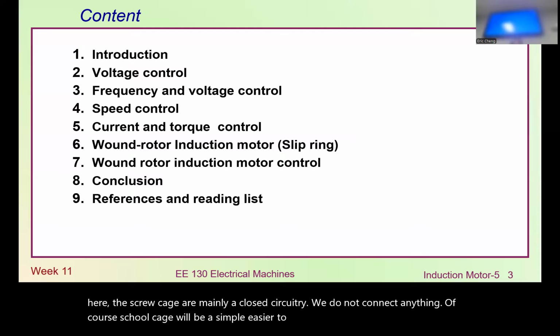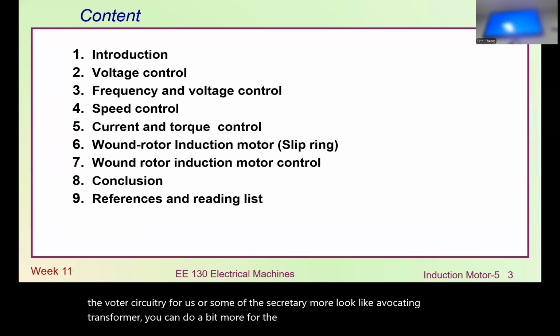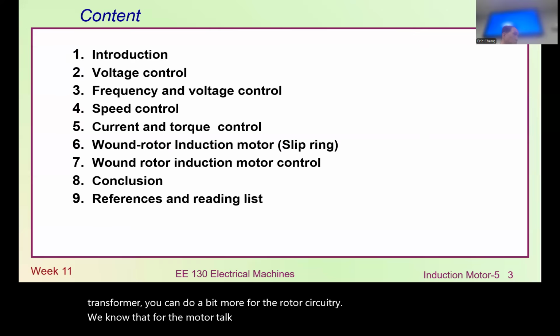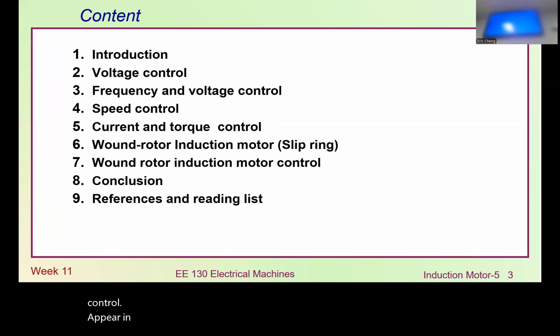But when we are able to connect the rotor circuitry, more like a rotating transformer, you can do a bit more with the rotor circuitry. We know that the motor torque is related to R2, the rotor resistance. So if we're able to connect the rotor circuitry to external circuitry, we're able to control R2. So R2 control appears in sections 6 and 7. We try to look into how we control this special type of motor.